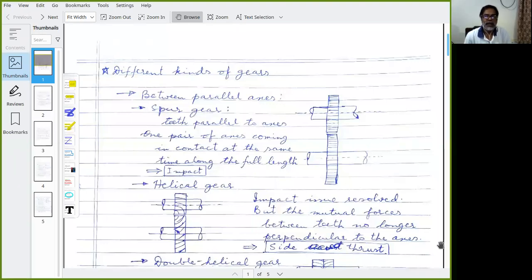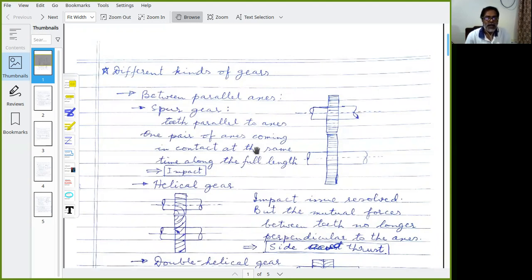So in this lecture, we will do two things. One is we will see different kinds of gears and for what kind of power transmission tasks they are useful. And second, we will study gear trains, which are the real assemblies for power transmission.